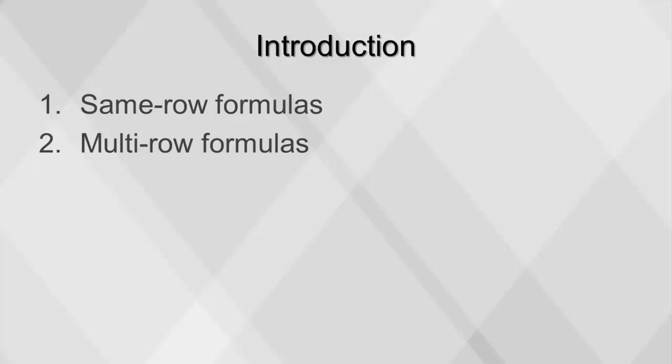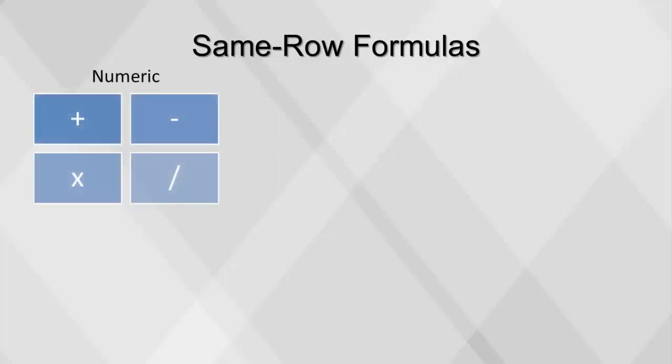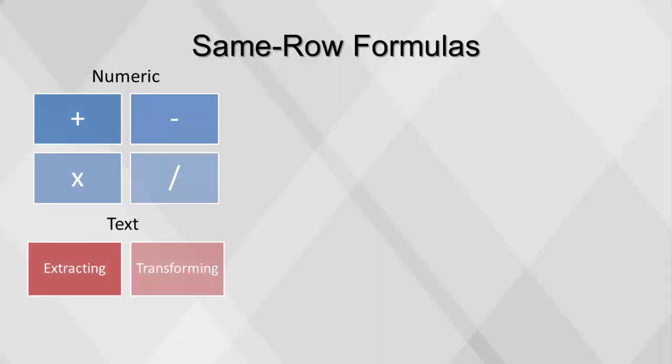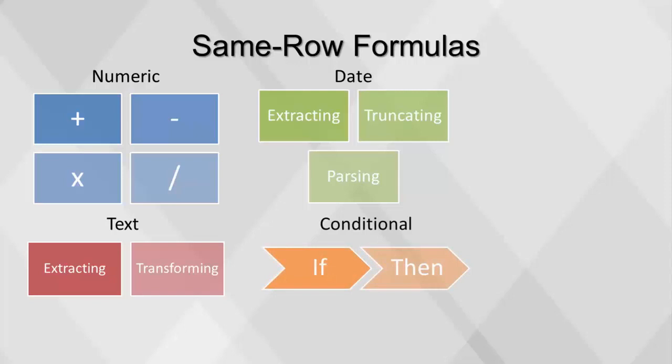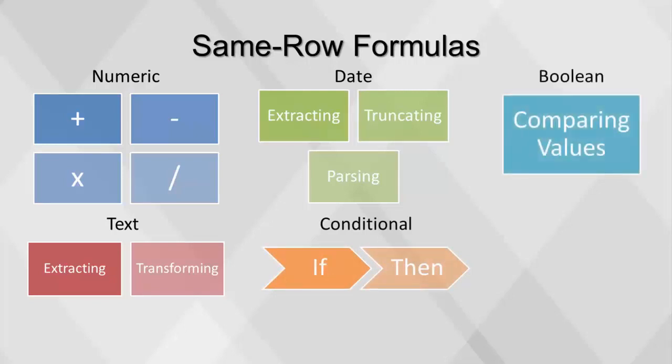This video will cover two types of formulas, same row and multi-row. A commonly used method of data preparation is using existing fields to create new variables. Examples include adding, subtracting, multiplying, dividing, or applying another mathematical function to a numeric field, extracting and transforming substrings from a text field, extracting, truncating, and parsing date parts from a date field, conditional statements using if-then and binning to create new variables, and comparing values of two different fields to create a Boolean variable.